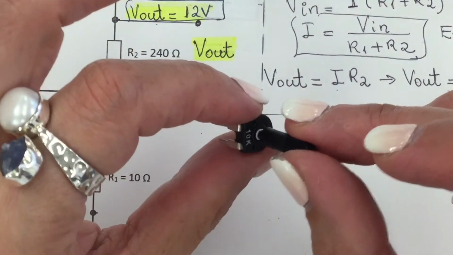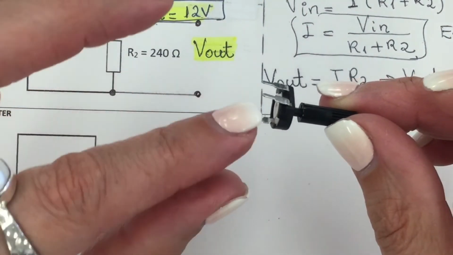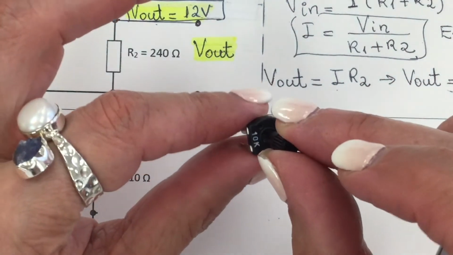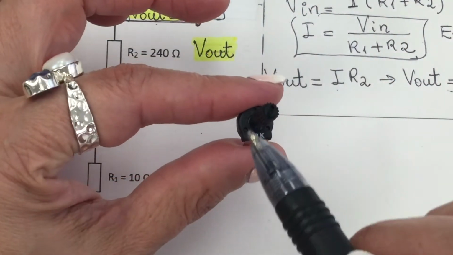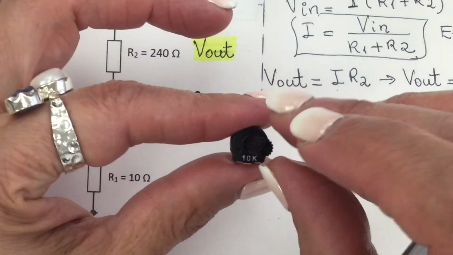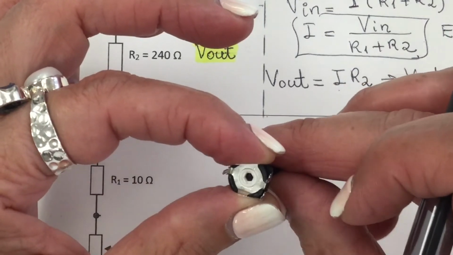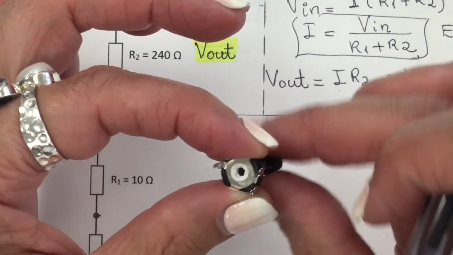This is another type of potentiometer that we use in electronics. We have 3 terminals, and here it is indicating 10K. This means 10 kilo ohms, and we have this knob that is changing the value of the resistance.